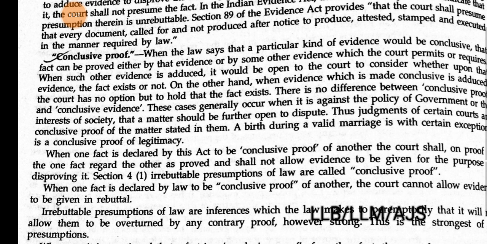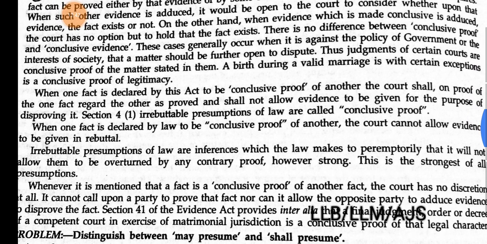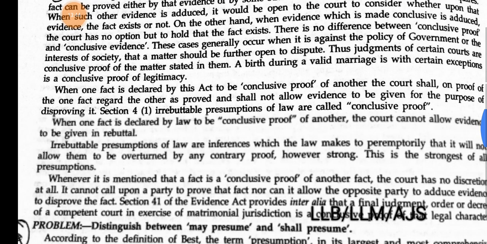Thus, judgment of certain courts as conclusive proof of the matter stated in them. A birth during a valid marriage, with certain exceptions, is a conclusive proof of legitimacy. So this is a best example of these cases. The marriage is valid, so the birth of a child during a valid marriage is, with certain exceptions, a conclusive proof of legitimacy. Exceptions may be allowed, but generally it is presumed to be a conclusive proof of legitimacy.